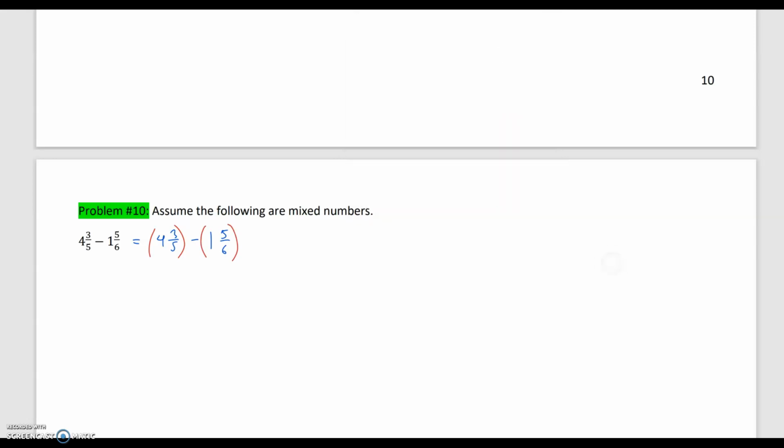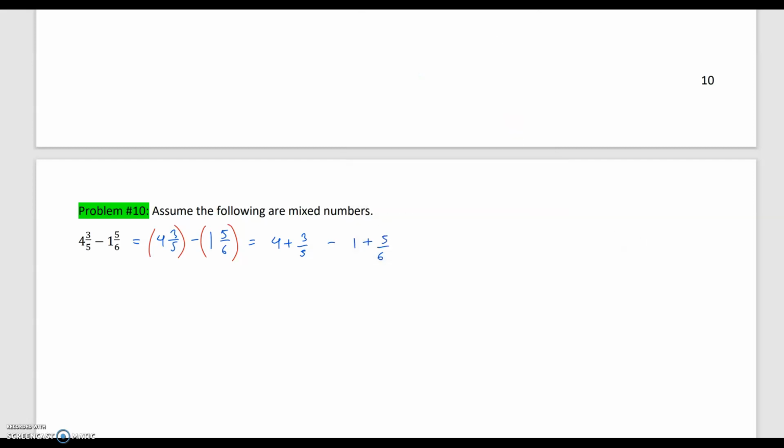And then I'm just going to say that this is equivalent to, and let me separate the actual numbers. So this will be 4 plus the value of 3/5. And then minus 1 plus the 5/6.